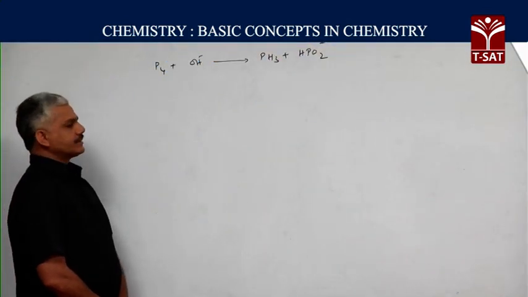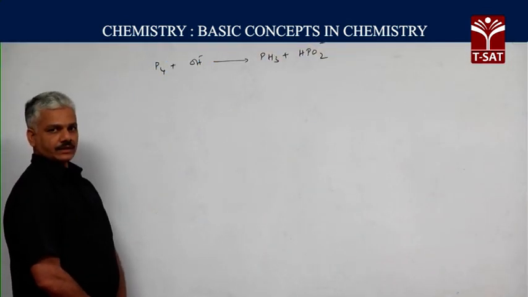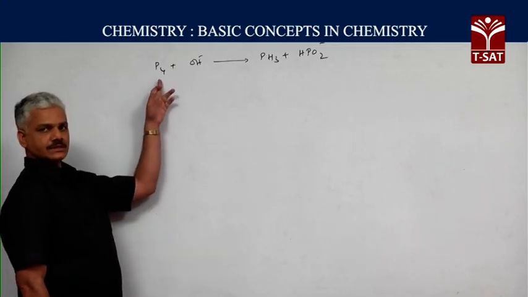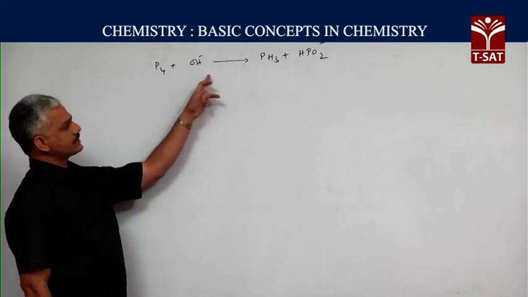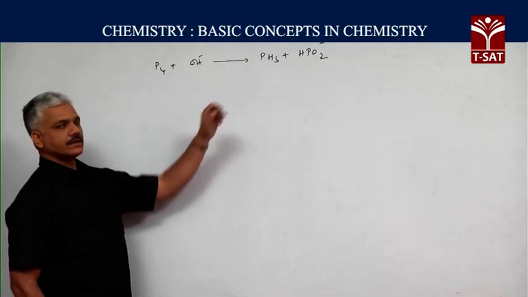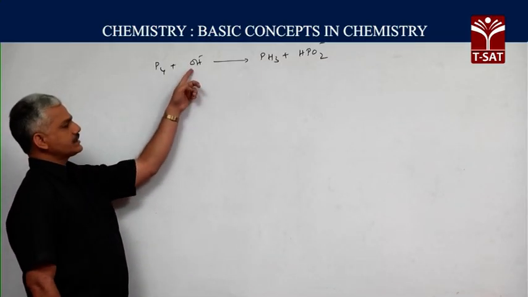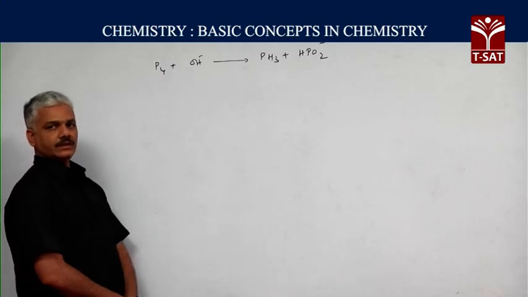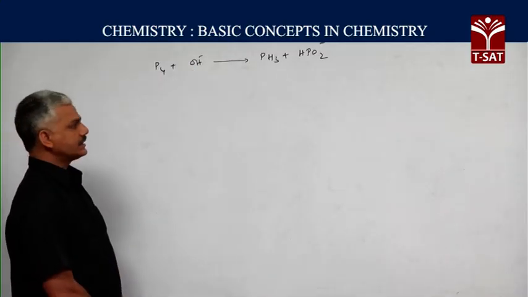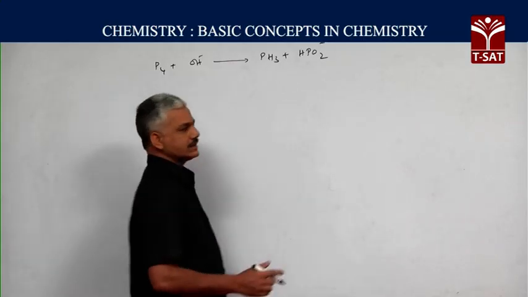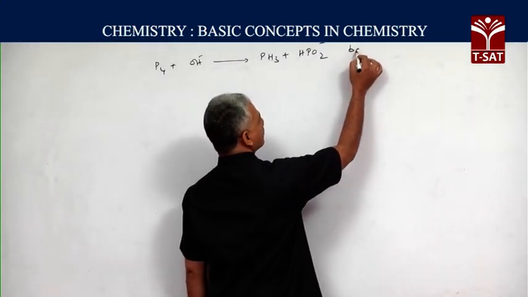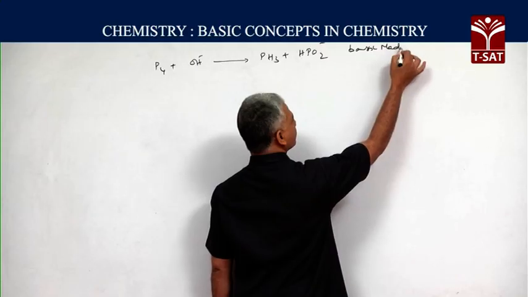Balance this equation by ion electron method. The given equation is P4 plus OH- gives PH3 plus H2PO2-. In this equation, OH- is present as one of the reactants. So, we should consider this reaction as taking place in basic medium.